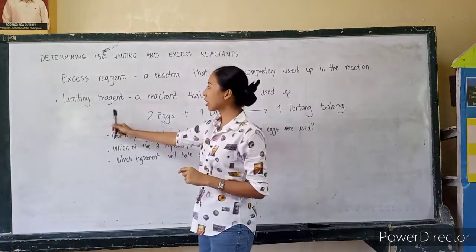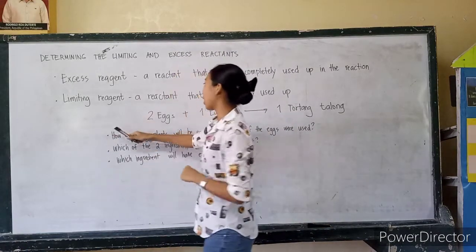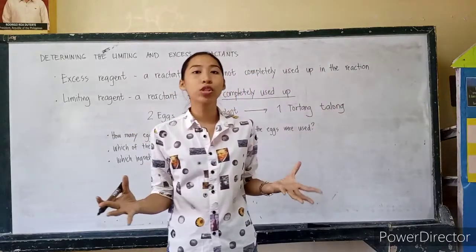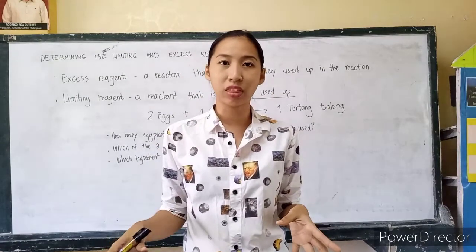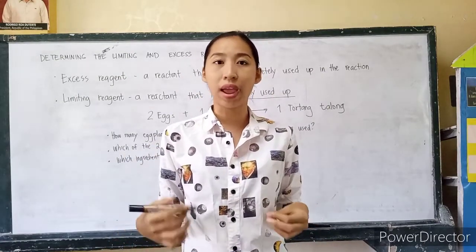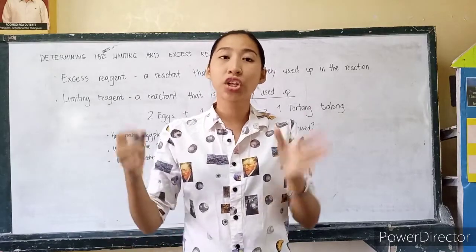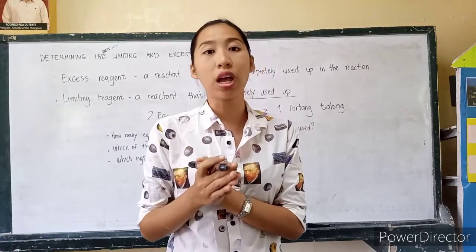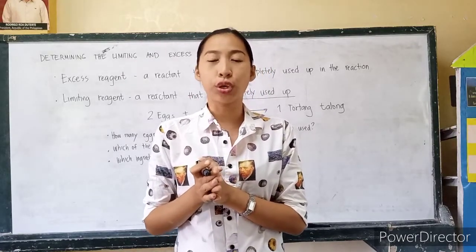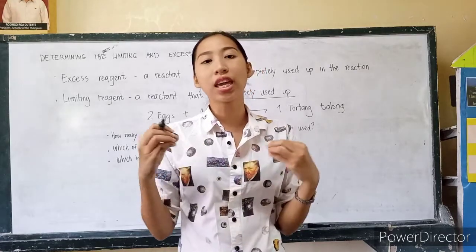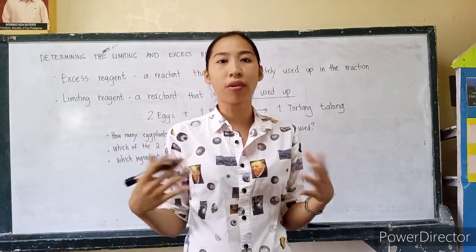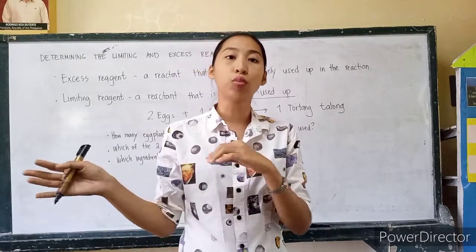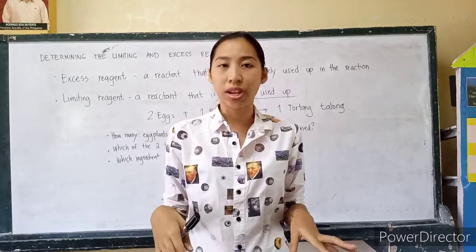Whereas the second term, limiting reagent or reactant, is a reactant that is completely used up. It is completely consumed, so it is called the limiting reactant or limiting reagent. It limits the reaction. When your limiting reactant is used up, your chemical reaction stops. So it is important to determine which of your reactants is the limiting one and which is in excess, because once the limiting reactant is used up, the chemical reaction stops.